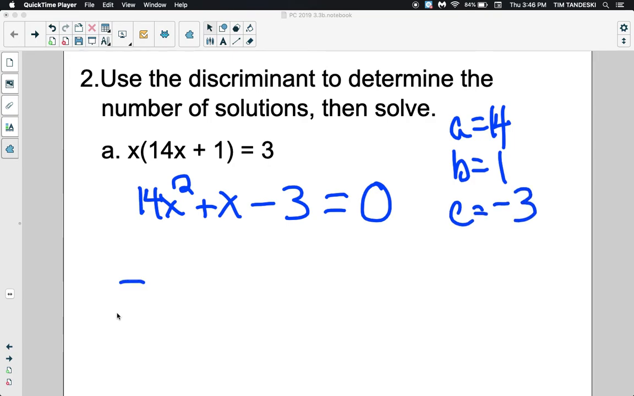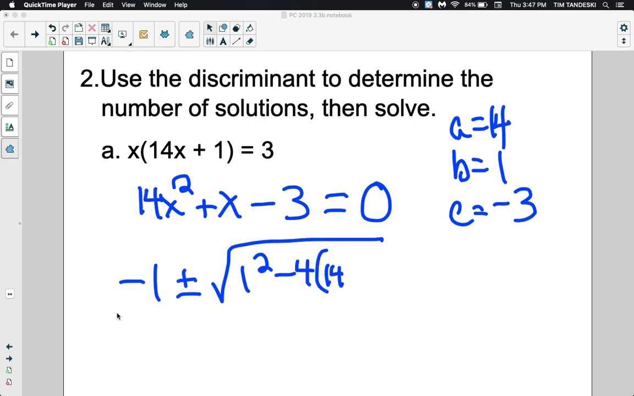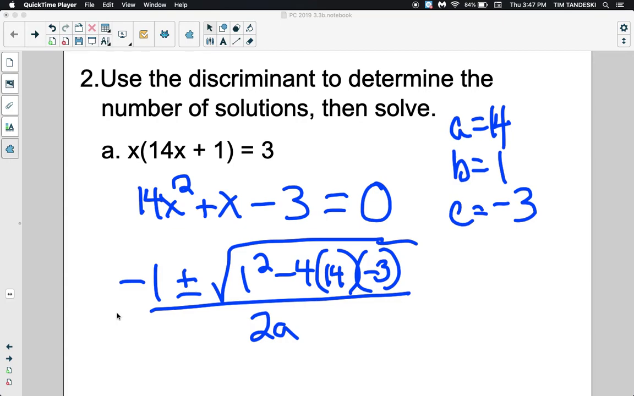So using the quadratic formula, I'm going to have the opposite of b plus or minus the square root of b squared, 1 squared, minus 4 times a times c, all over 2a. So a is 14, so I'm going to have 2 times 14 there. So right here, I would get negative 1 plus or minus the square root of 1. This is going to end up being plus 168, I believe.